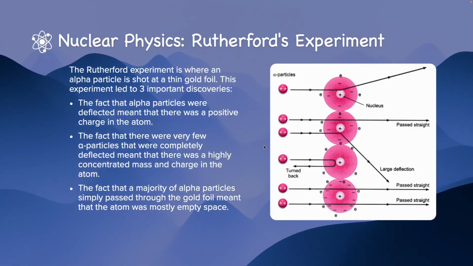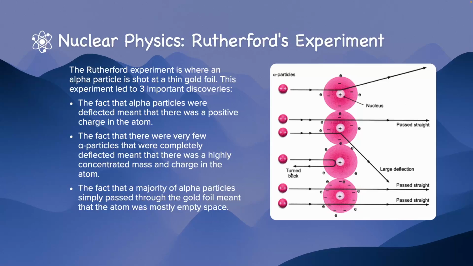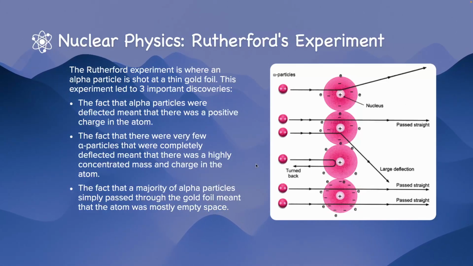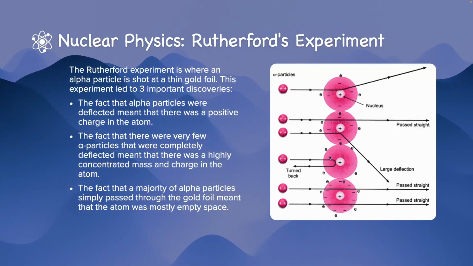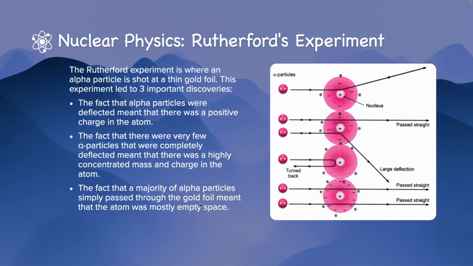When alpha particles are deflected slightly, or sometimes they just turn right back, that happens because there is an accumulation of concentrated positive charge in the center of every atom that repels these alpha particles back towards their source.